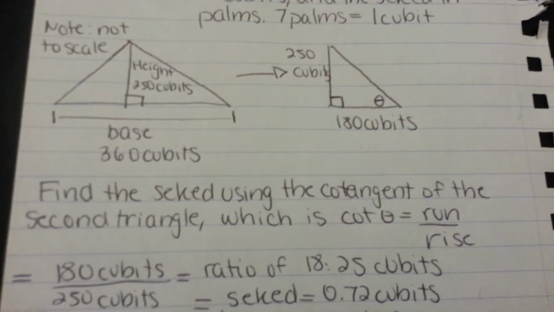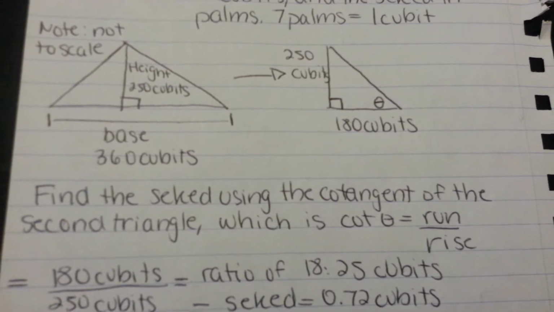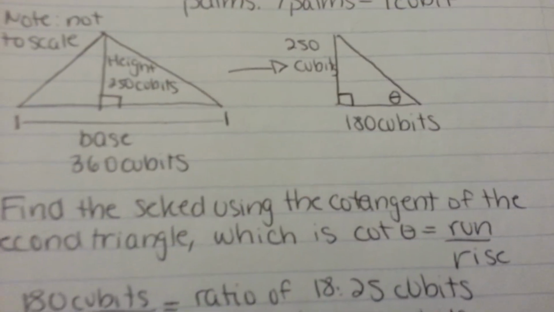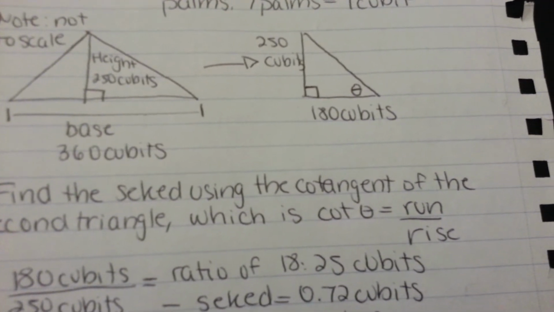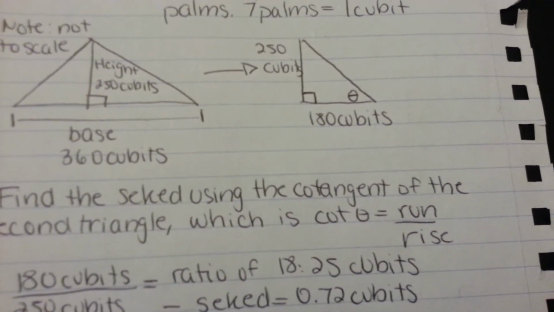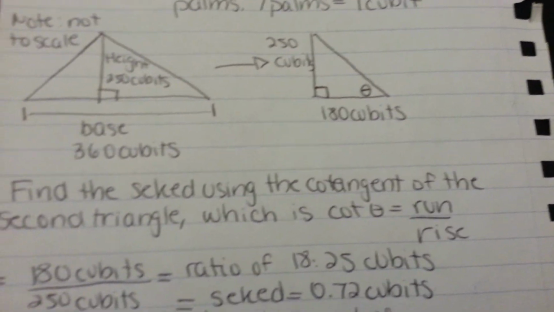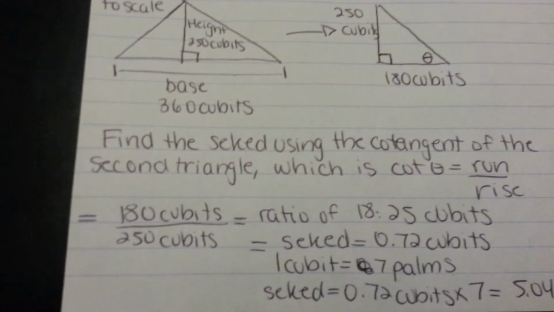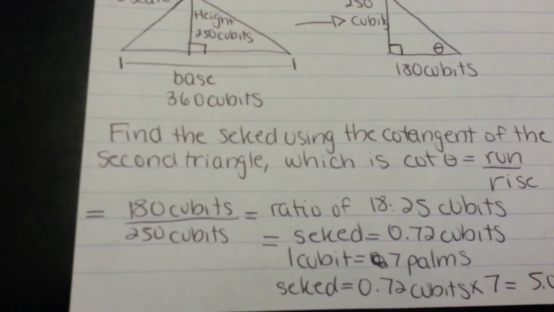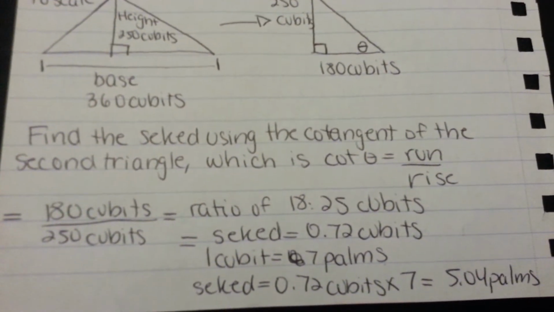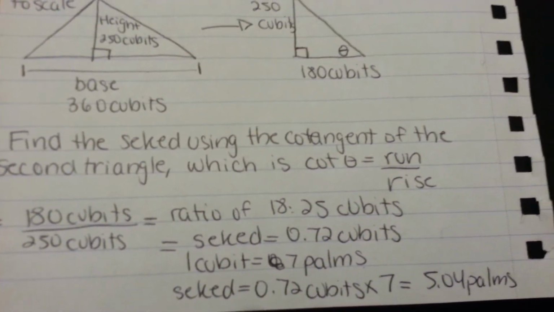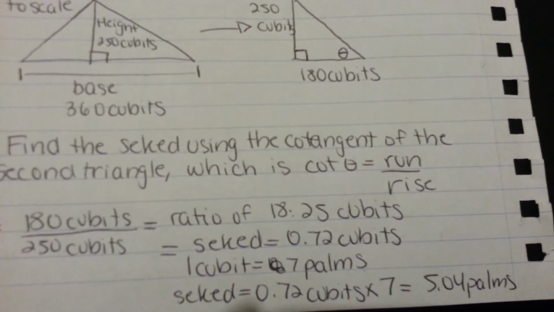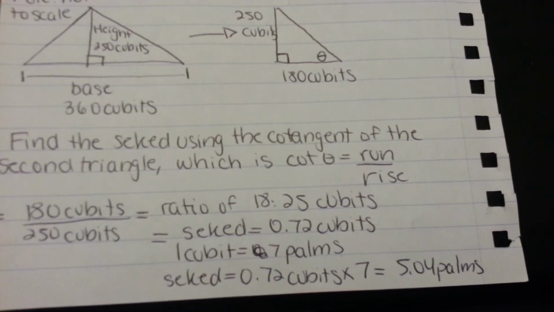To find the secant, you would use the cotangent of theta of this triangle, which is 1/4 of the pyramid. And to find the secant, you would use cotangent is equal to run over rise. Cotangent equal to run over rise equals 180 cubits divided by 250 cubits, which is a ratio of 18 to 25 cubits. Therefore, to find your secant, you would divide 18 divided by 25, which is equal to 0.72 cubits.